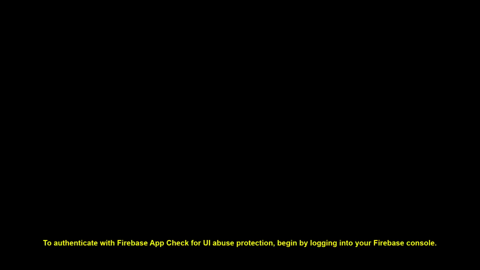To authenticate with Firebase App Check for UI abuse protection, begin by logging into your Firebase console. Select your project from the dashboard. Navigate to the App Check section in the left-hand menu. Click on Get Started if you haven't enabled App Check yet.